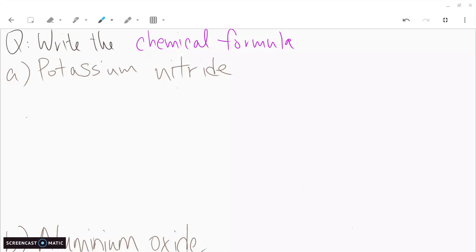Just wanted to record a short video on how we could write down the chemical formula. So in this question, let's look at question A. We have potassium nitride. In order to solve this question, we will first need to figure out what type of ions are present. So in this question, we would have potassium ions and nitride ions.